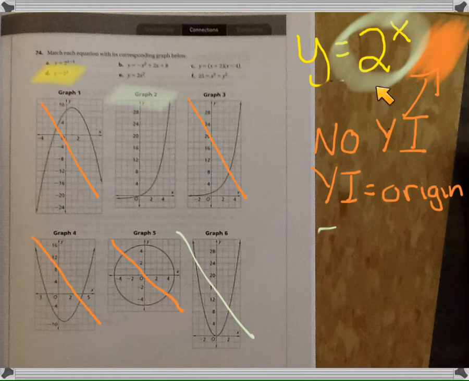The next equation is y equals 2 to the power of x. Because there's no value after this, that means the y-intercept has to be at the origin, because this is the same as saying 2 to the power of x plus 0. So it can't be graph 1, graph 3, graph 4, or graph 5. Also, because of this format, we know that it's exponential, meaning that it cannot be graph 6, leaving it to be graph 2.